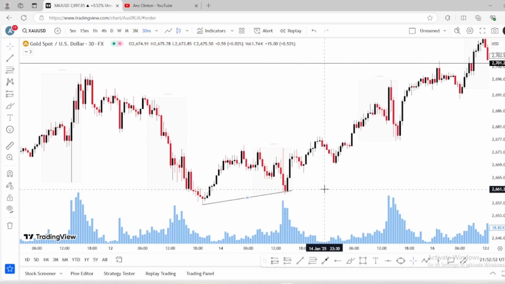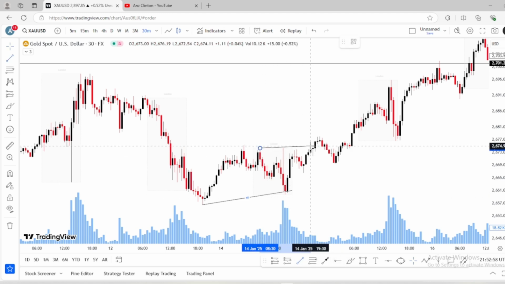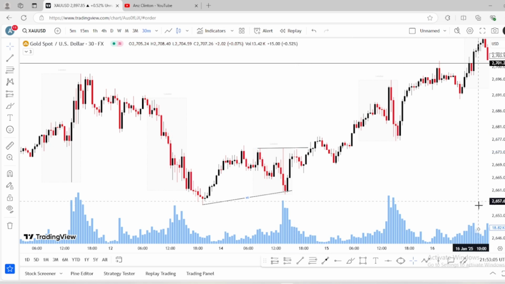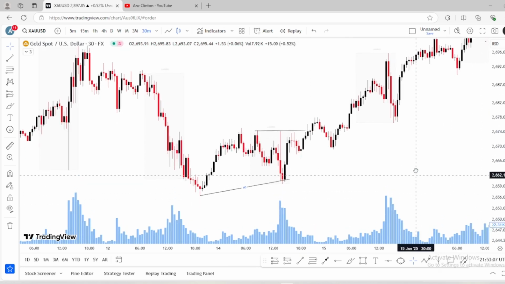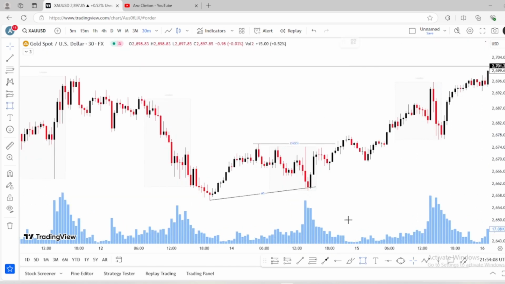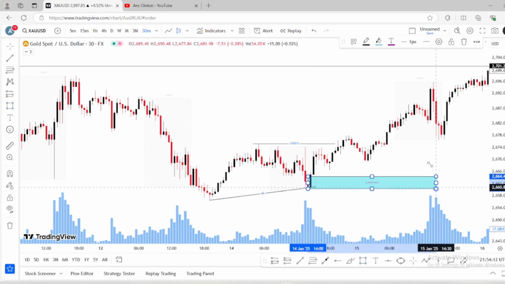All right, and what happened? We have price change character around this place. Okay, we had a market structure shift around here. So where am I going to take my OB? Where would my OB be? This is going to be my order block. That is the last candle that led to the break of that structure, the change of that character.